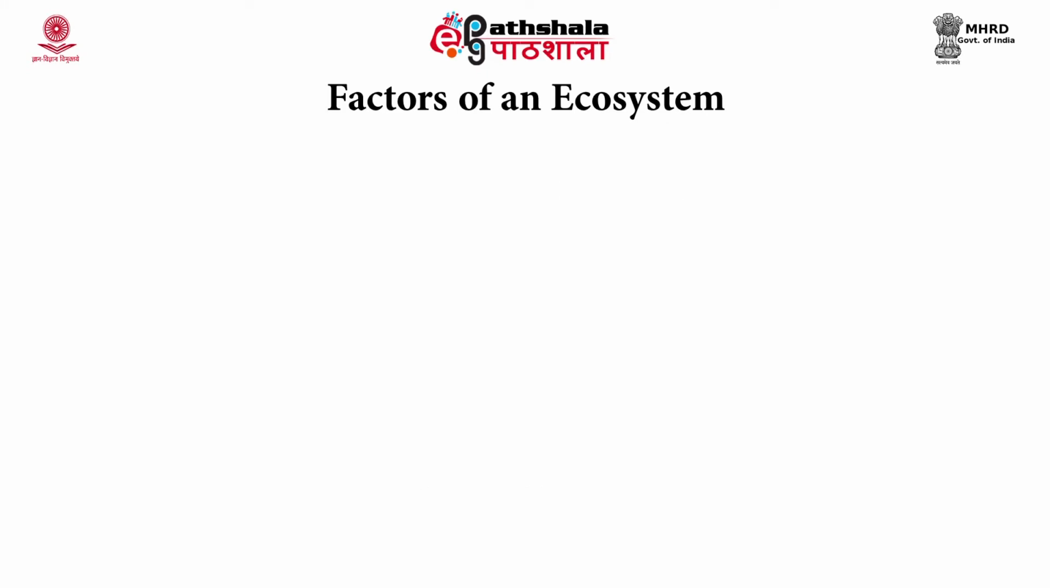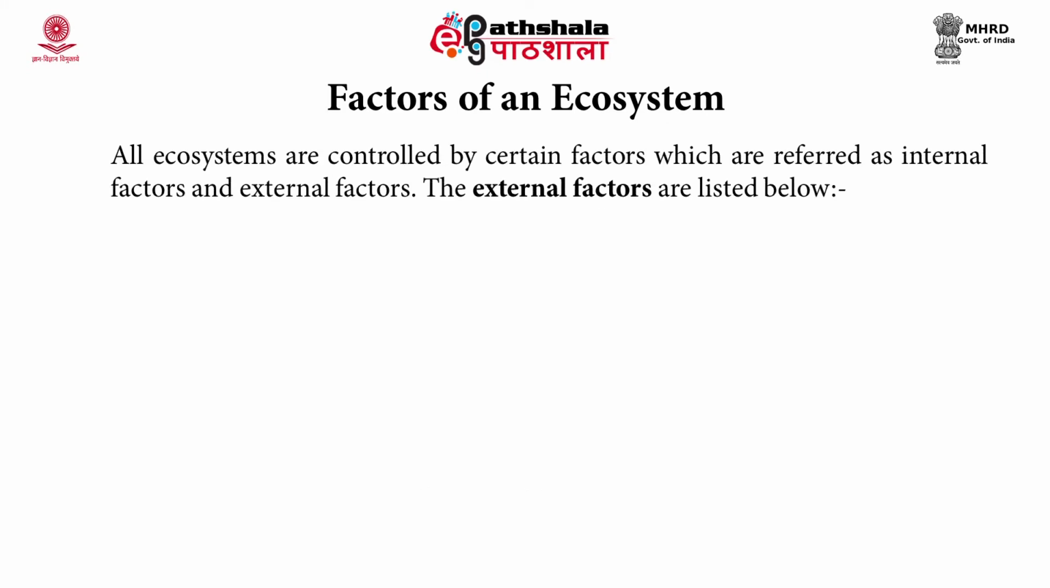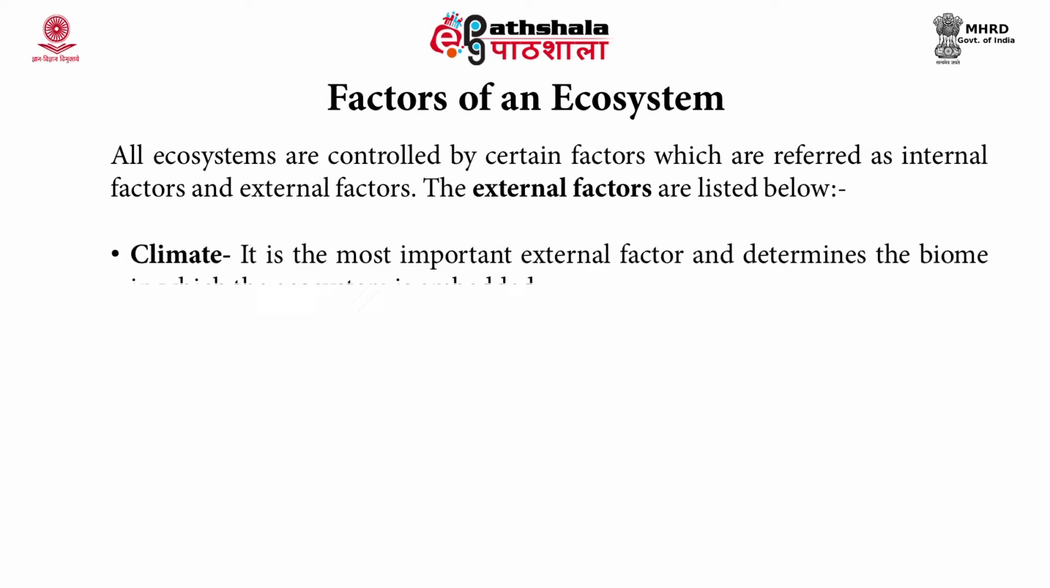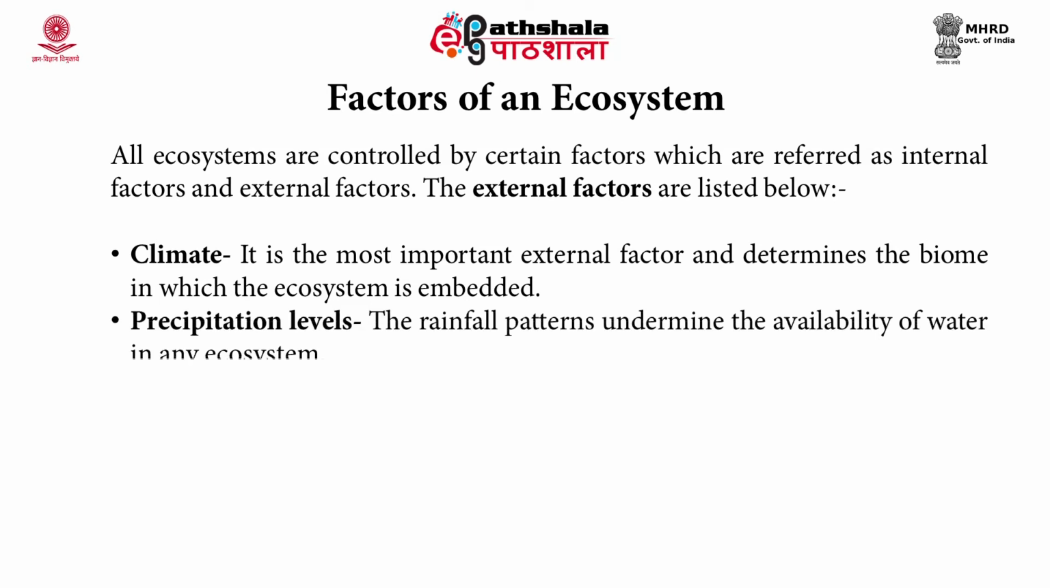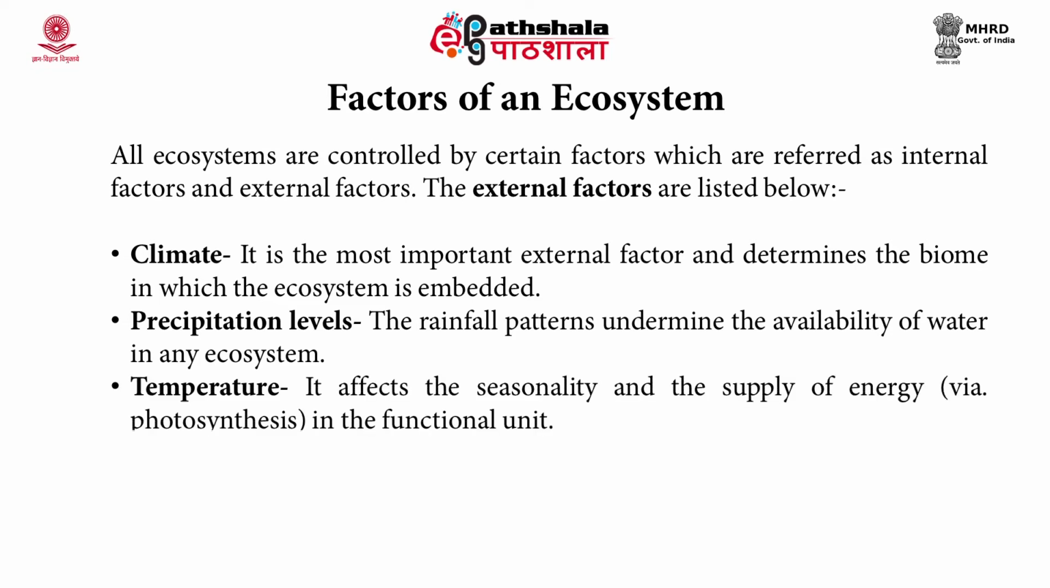Factors of ecosystem. All ecosystems are controlled by certain factors, which are referred to as internal factors and external factors. The external factors are listed below. First, climate. It is the most important external factor and determines the biome in which the ecosystem is embedded. Precipitation level. The rainfall pattern determines the availability of water in an ecosystem. Temperature. It affects the seasonality and supply of energy via photosynthesis in a functional unit.